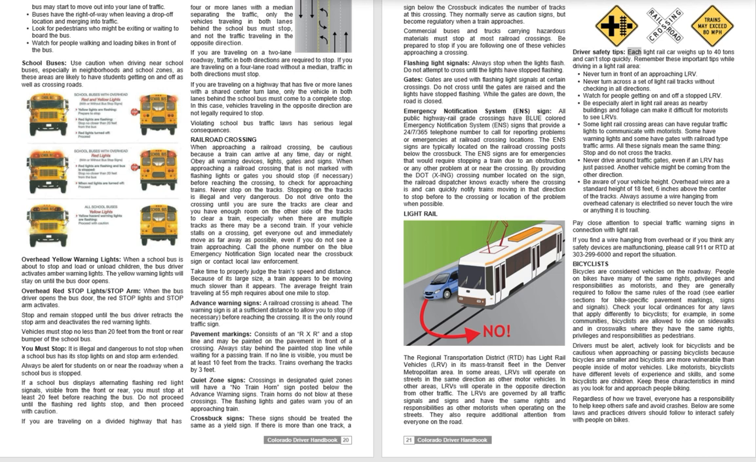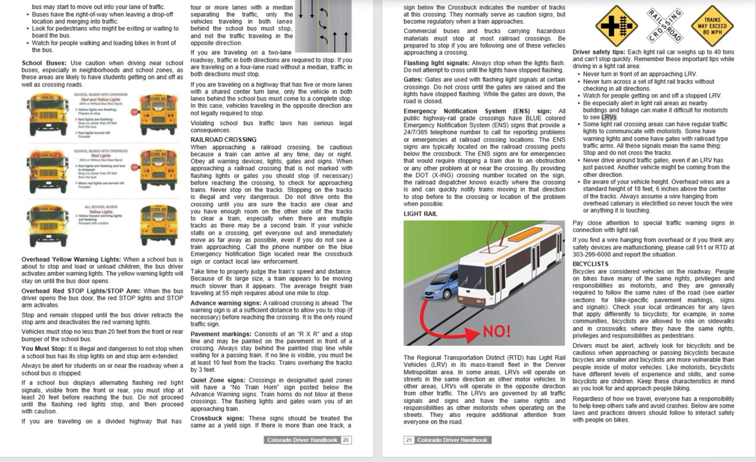Driver safety tips. Each light rail car weighs up to 40 tons and can't stop quickly. Remember these important tips while driving in a light rail area. Never turn in front of an approaching LRV. Never turn across a set of light rail tracks without checking in all directions. Watch for people getting on and off a stopped LRV. Be especially alert in light rail areas as nearby buildings and foliage can make it difficult for motorists to see LRVs.